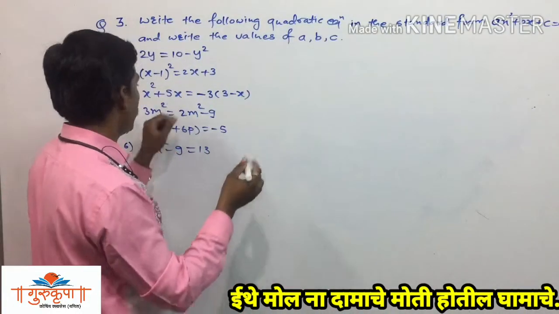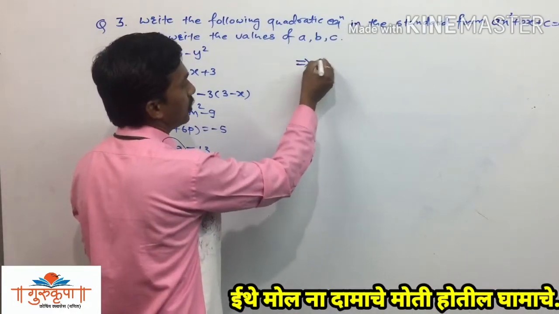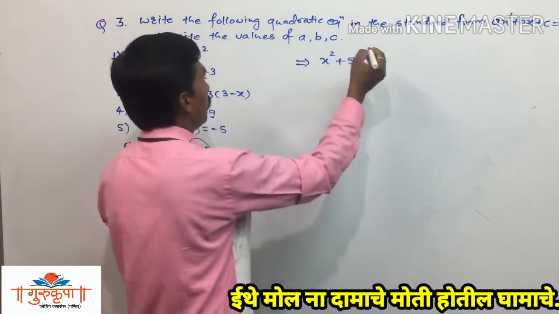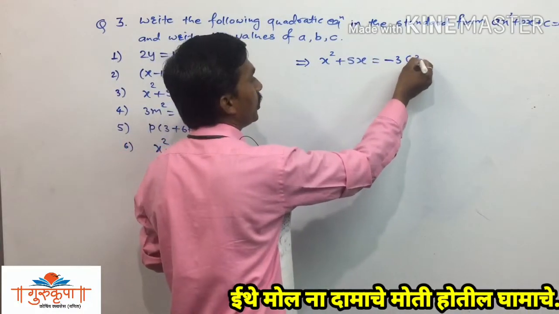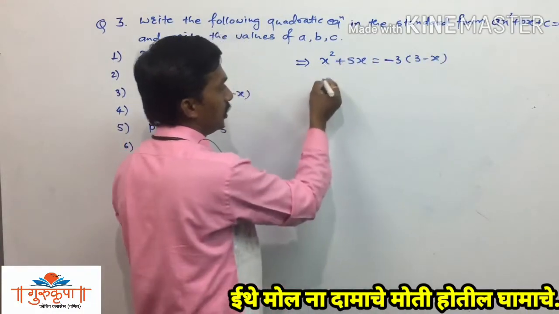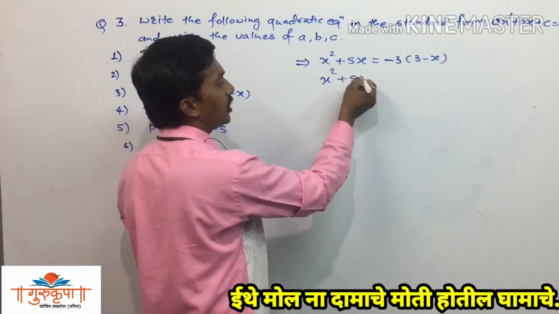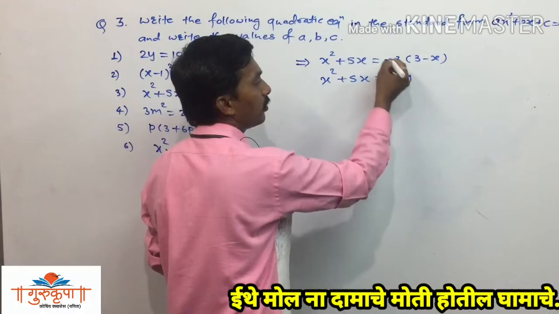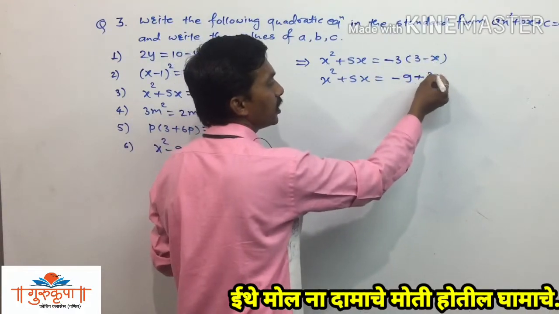This is the third question: x square plus 5x is equal to minus 3 into bracket 3 minus x. x square plus 5x remains as it is. Minus into plus is minus, 3 into 3 is 9, minus into minus is plus, 3 into x is 3x.